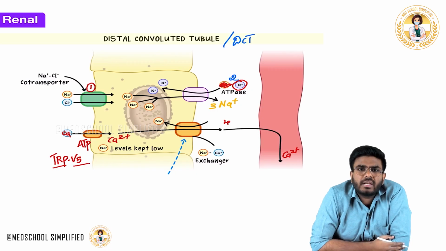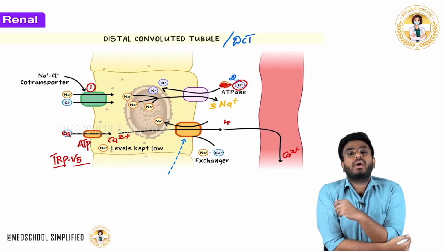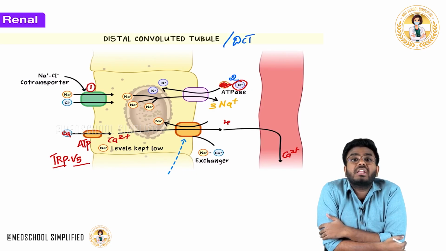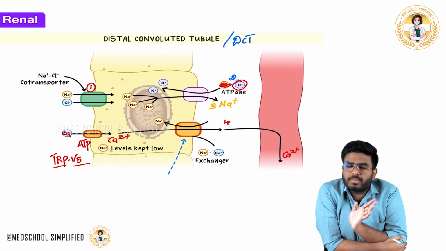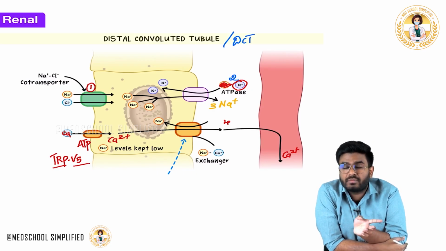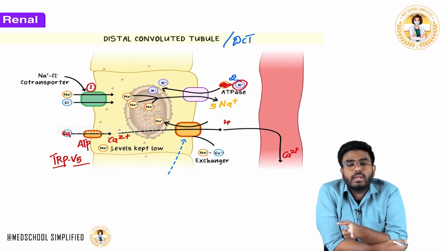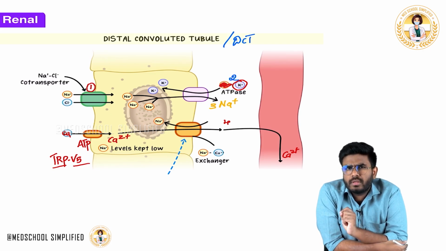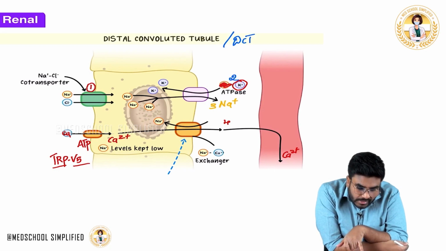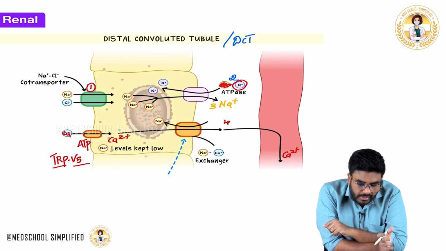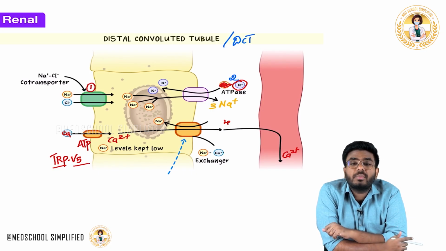So where exactly is parathyroid hormone going to work? In the nephron, the parathyroid hormone acts on the distal convoluted tubule. It also acts on the proximal convoluted tubule, but there the function is different. In the distal convoluted tubule, parathyroid hormone is going to activate the sodium calcium exchanger.